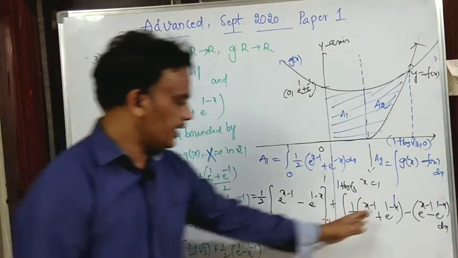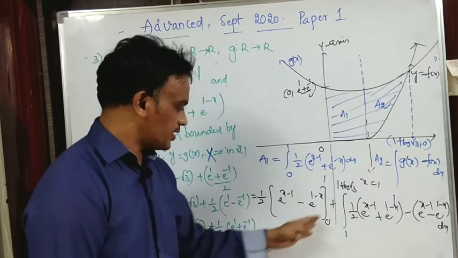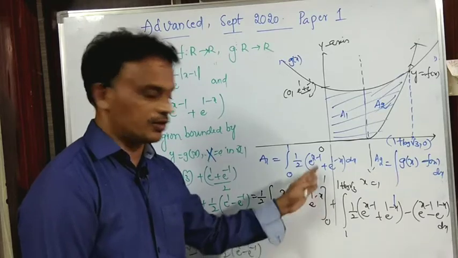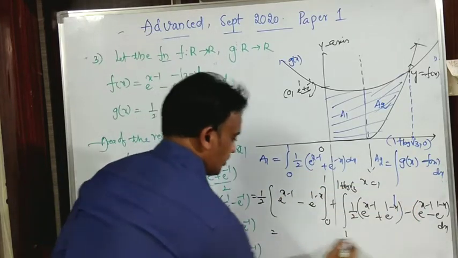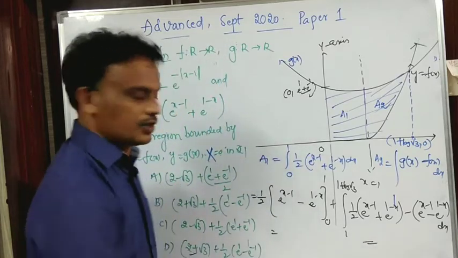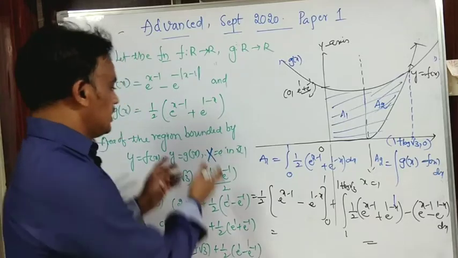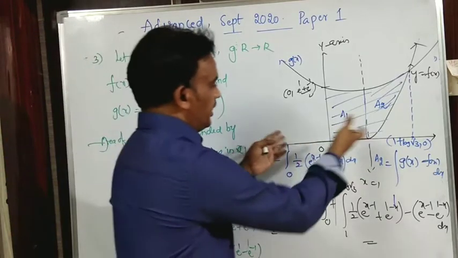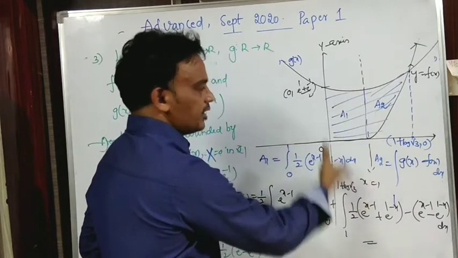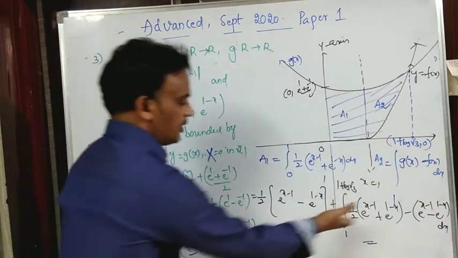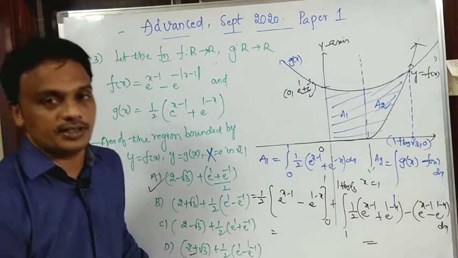Integrating these things and applying the boundaries, for g(x) the integration boundaries are 0 to 1, and here 1 to 1 + log root 3. Totally there is some calculation here. You can calculate that and you will get the first option. Somewhat of a difficulty is applying it according to the diagram, and the calculations are also somewhat difficult. It is under the category of difficult.